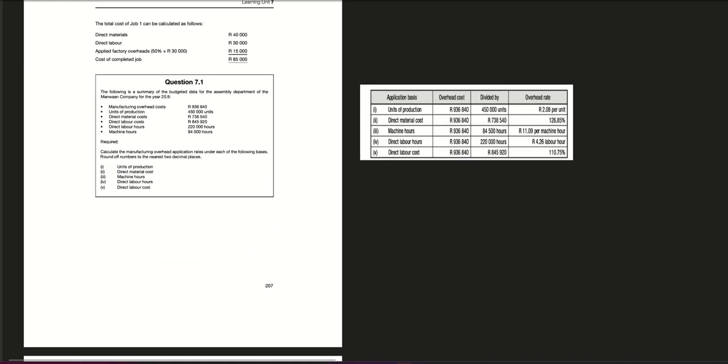Let's go to question one, right? So let's delve straight into question one. This question summarizes whatever we've been talking about with regards to application basis, cost drivers, overhead cost, right?